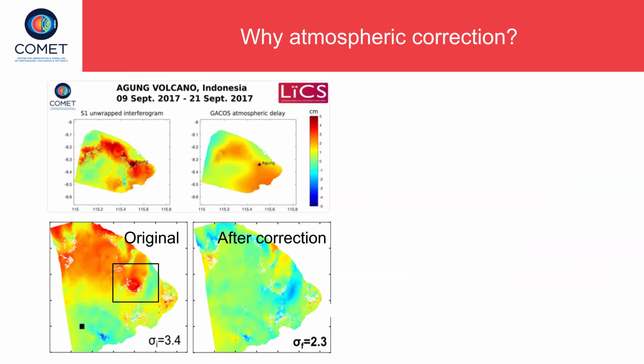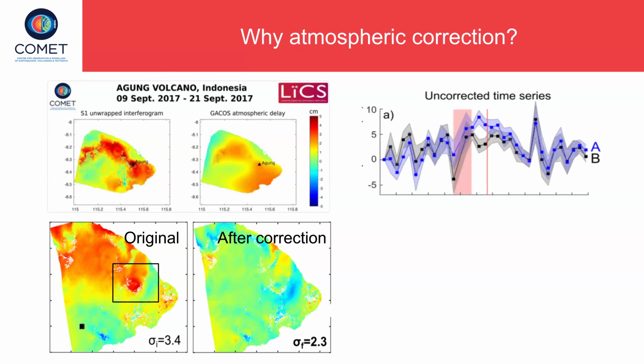Another benefit is in looking at volcanic deformation signals. You can clearly see the tropospheric error is quite similar to volcanic deformation. If you look at the original interferogram, you will probably think that there is something happening around the volcano, but actually it's not a real deformation. It's caused by the troposphere. There is nothing happening around the volcano.